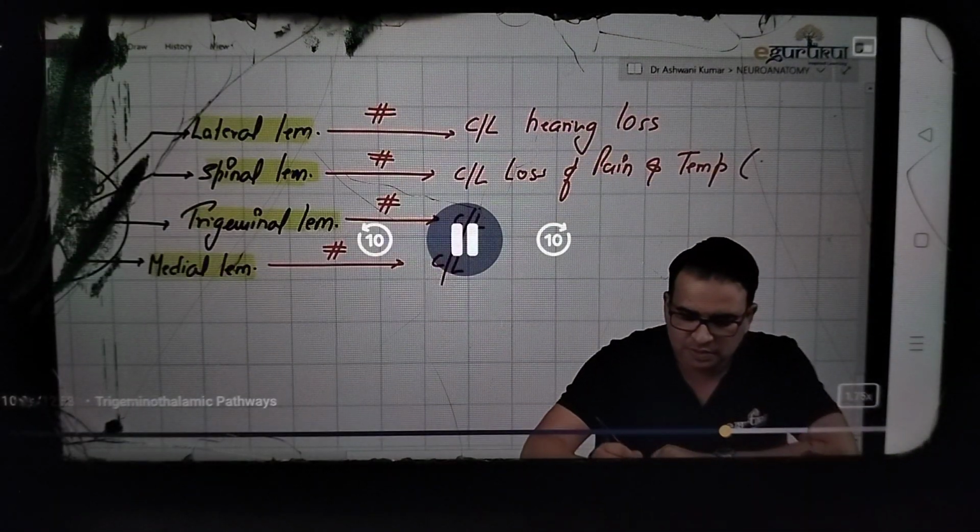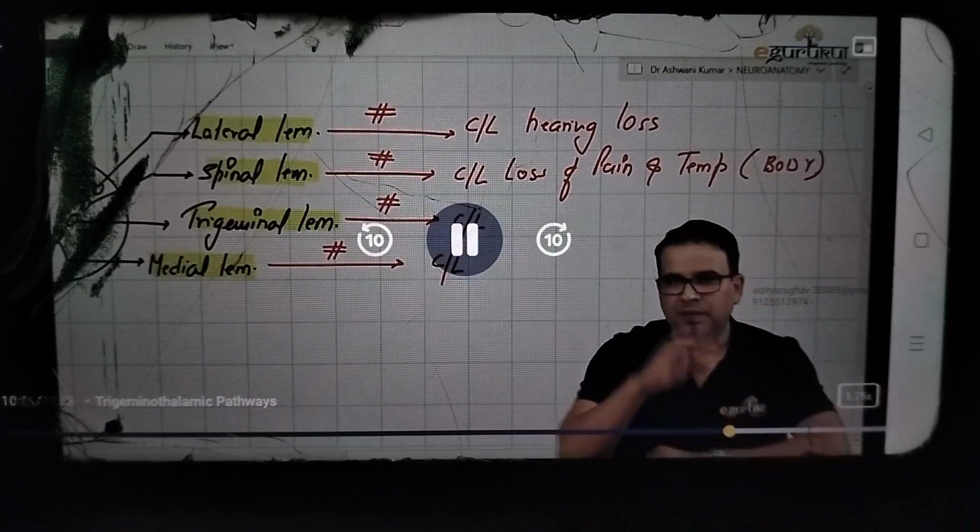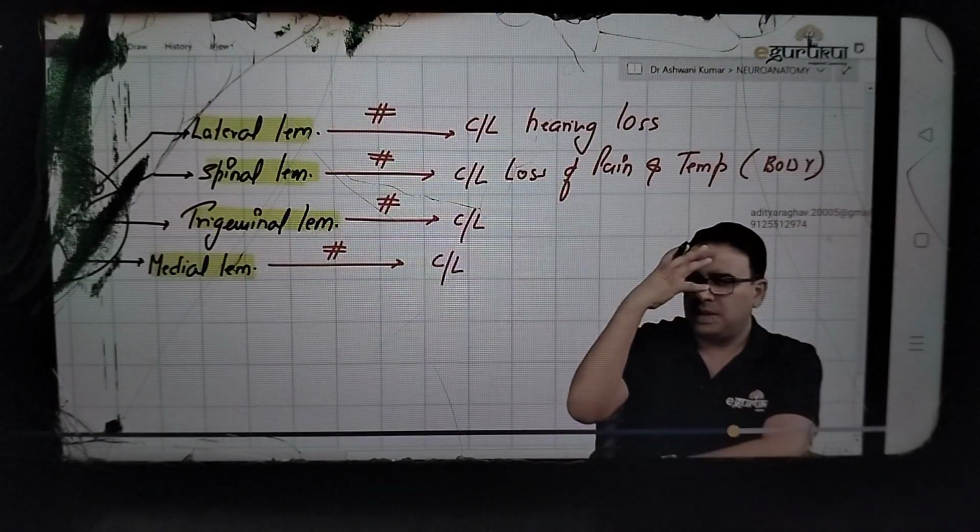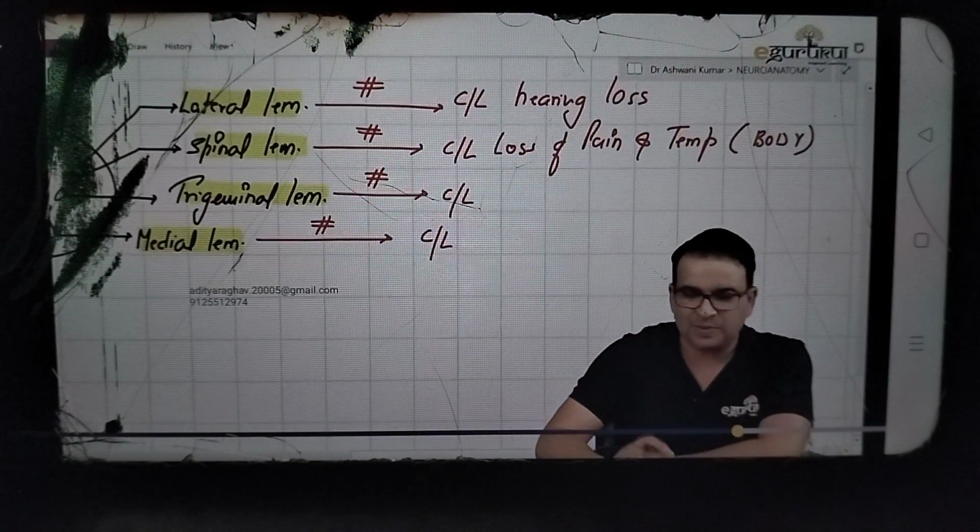Pain and temperature, and when I say pain and temperature, it's pain and temperature from the body. I mean, when I say the word body, not including face in it, rest of the body. Pain and temperature from the body except face. Because for the face, we have trigeminal lemniscus.